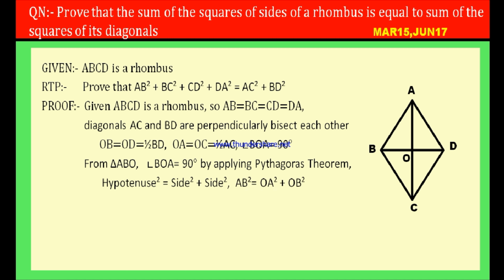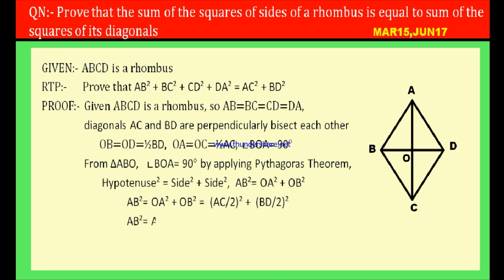Here, what is the hypotenuse from the diagram? The side opposite to 90 degrees is the hypotenuse. Here, the side opposite to 90 degrees is AB. Hypotenuse is AB and OB and OA are the sides. Therefore, AB square, hypotenuse square is equal to side square plus side square, OA square plus OB square. But what is OA? OA is half of AC and OB is half of BD. Therefore, OA square means AC by 2 whole square and OB square means BD by 2 whole square.